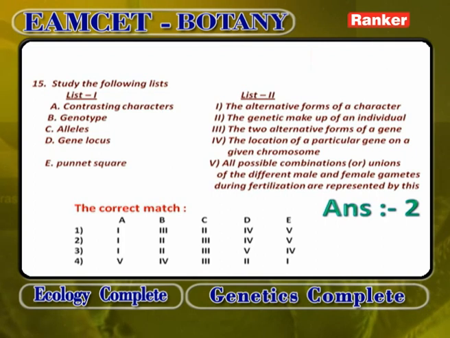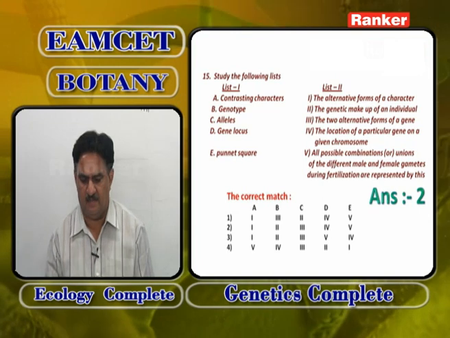So contrasting characters, first option. Genotype, second option. Alleles, third option. D, gene locus, fourth option, and Punnett square, fifth option. So all are given in a correct order. So A1, B2, C3, D4, E5. So contrasting characters, alternative forms of a character. Genotype, the genetic makeup of an individual. Alleles, the two alternative forms of a gene. Gene locus, the location of a particular gene on a given chromosome, and Punnett square, all possible combinations or unions are given in the form of special blocks, which was discovered by Reginald C. Punnett. So answer is second option.